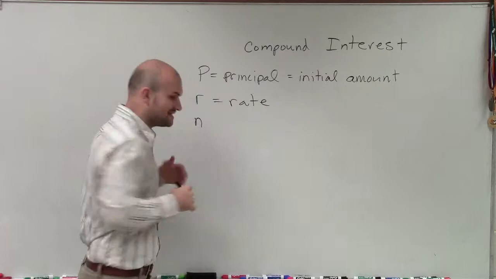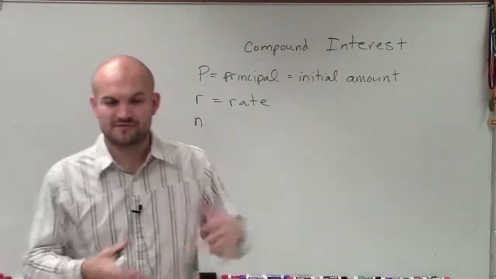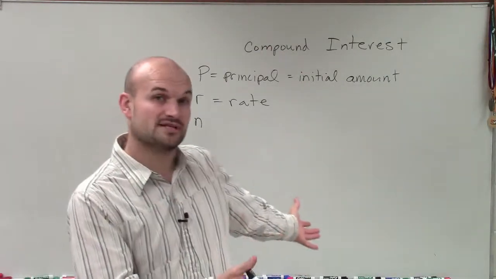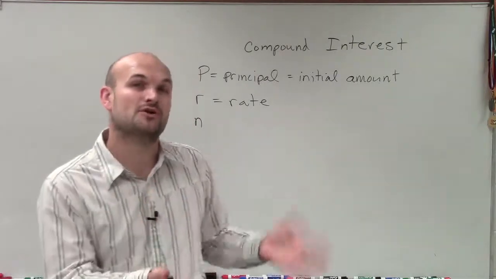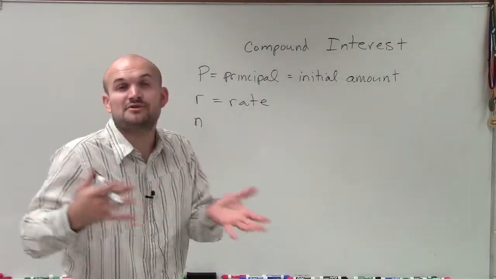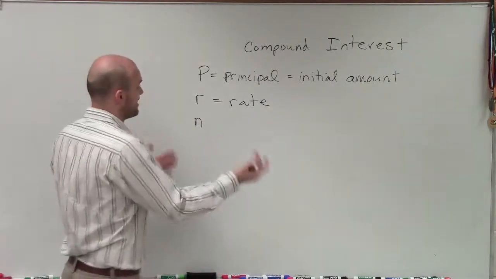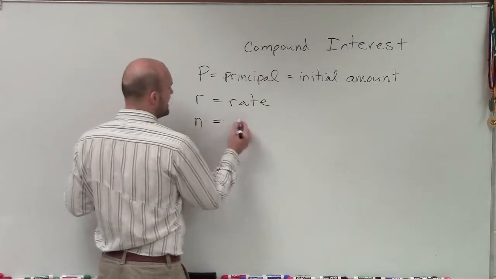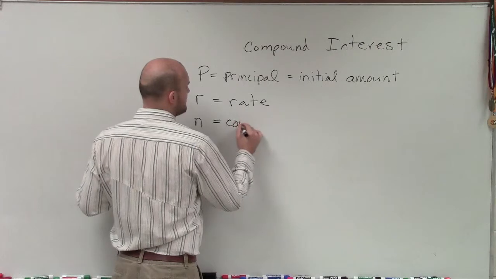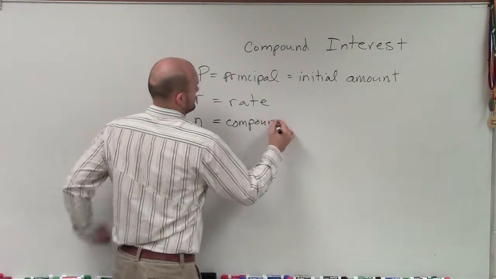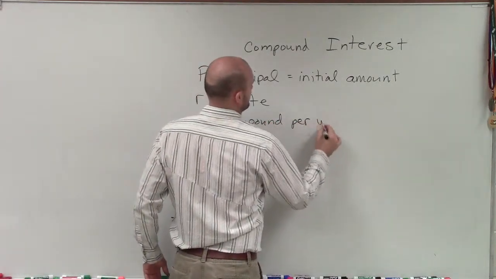We're going to have, well, how many times are we going to compound something, right? So if you say, hey, you're going to earn money off the principal, your initial investment, plus the amount of money you earned off your previous compound, how many times are you going to compound something? Is it going to be annually? Is it going to be monthly? Is it going to be biweekly? So N is going to be the number of times you compound per year.